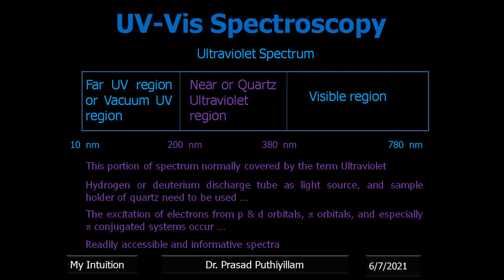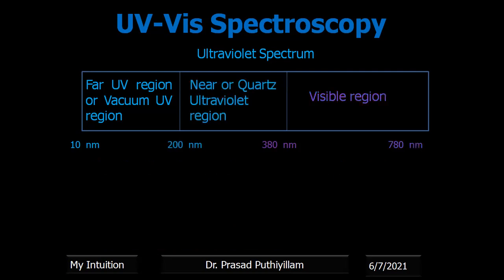But the samples we are taking are not colored. When they have color, it comes to the visible region. That means in visible spectroscopy, we mainly study colorimetry. I already explained the colorimetry experiment, and it is there on my YouTube channel, My Intuition. You can go through that also, to see how visible region spectroscopy, which we call colorimetry, works. Colorimetry is also a very important analyzing technique.